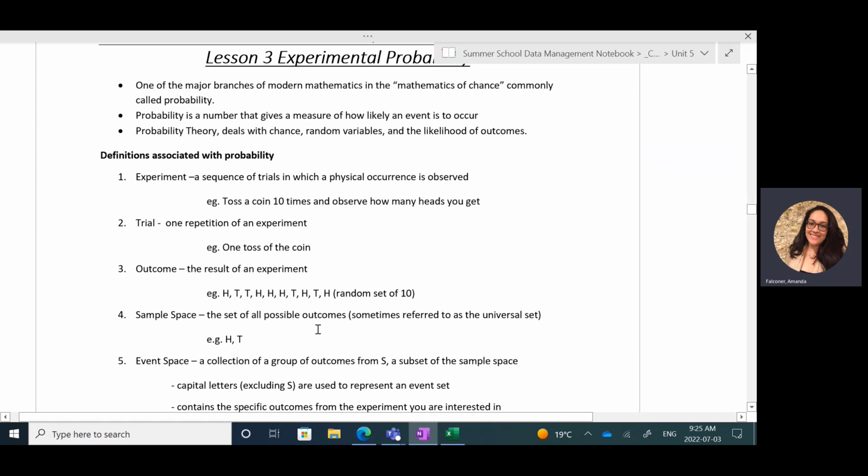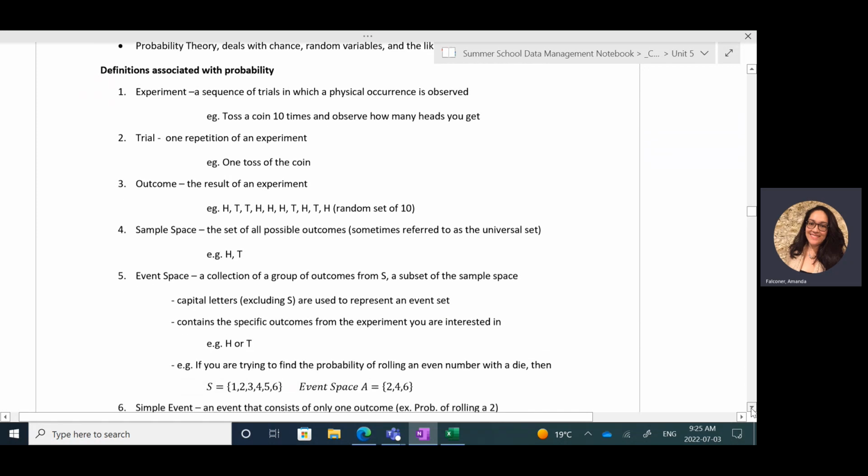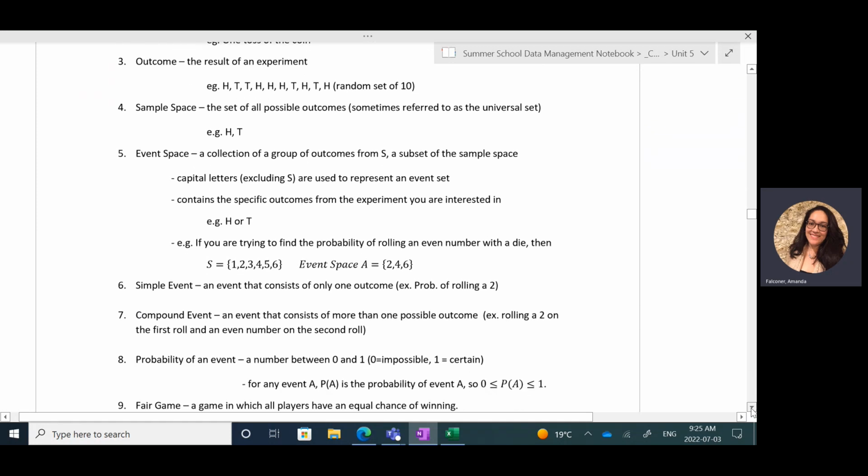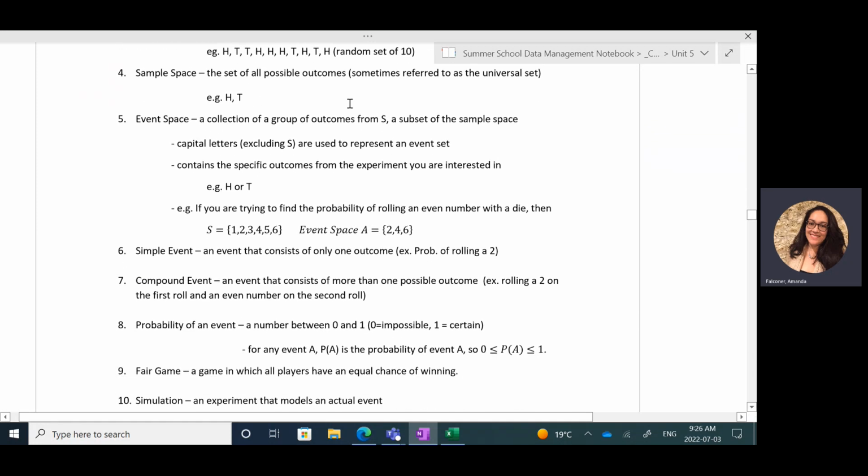The sample space is the set of all possible outcomes. It's sometimes referred to as the universal set, so that's heads or tails when you're flipping a coin. The event space is the collection of a group of outcomes, a subset of the sample space. So capital letters excluding S are used to represent an event set, and it contains the specific outcomes of the experiment you're interested in. So it's still H or T, heads or tails.